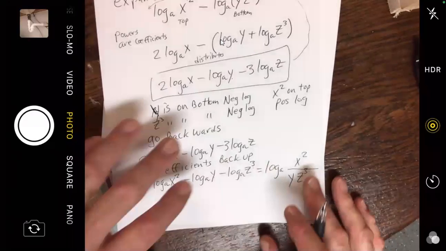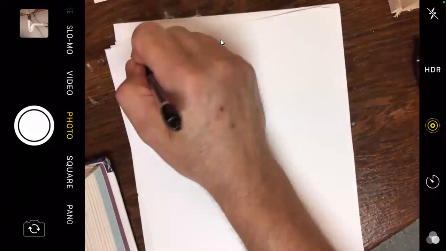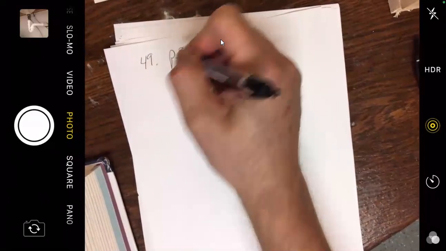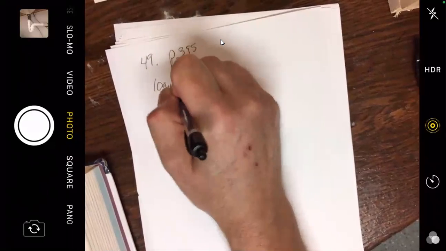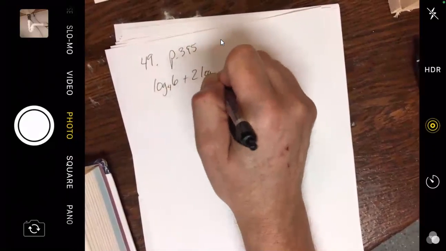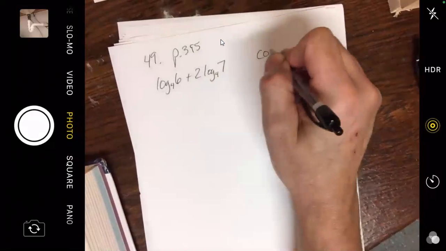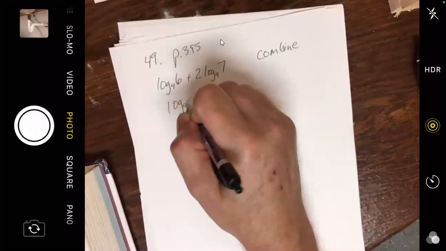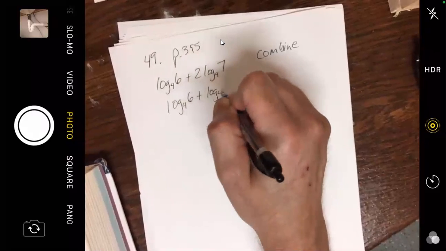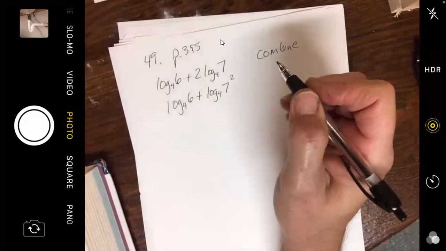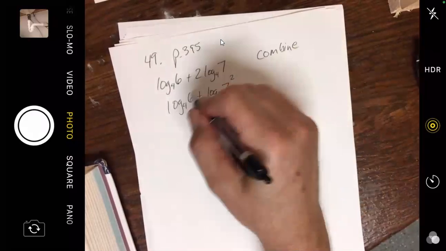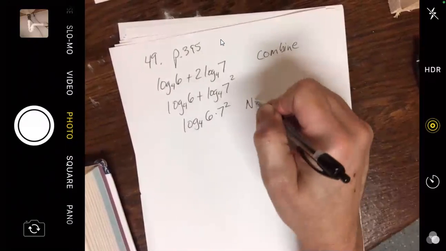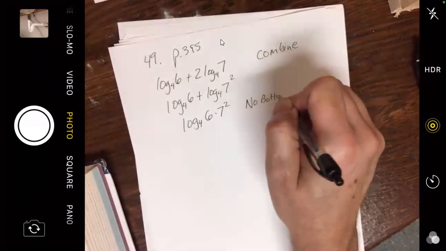Why don't we try one like 49 then? Page 395. Log base 4 of 6 plus twice log base 4 of 7. Directions are to combine. You'd have log base 4 of 6 plus log base 4 of 7 squared. By putting this together, you'd have log base 4 of 6 times 7 squared. See, there's no bottom. No negative log.